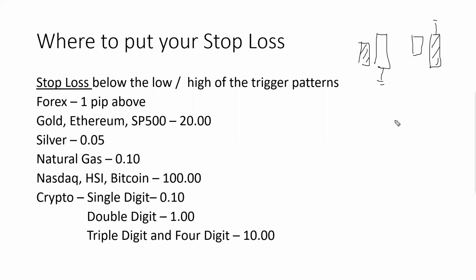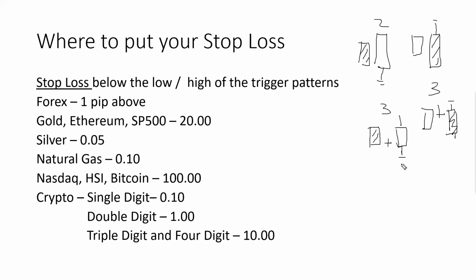the lowest point. If it's a 3-candle pattern, same thing. Just put 1 pip below the lowest of the 3 candles. This is the 2-candle pattern, the low of the 2 candles. Same thing over here. So like this. These are the 3 candle patterns. So just put your stop loss over here.